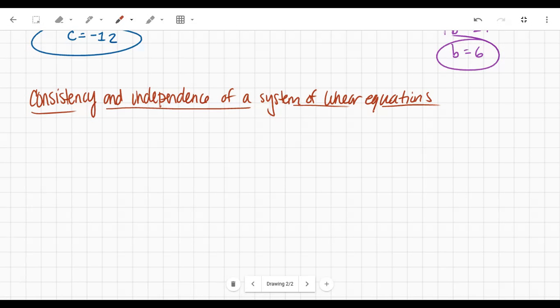So in this one, they're going to find two numbers, a and b, such that the following system of linear equations is inconsistent. So what that means, again, is that it has no solutions.